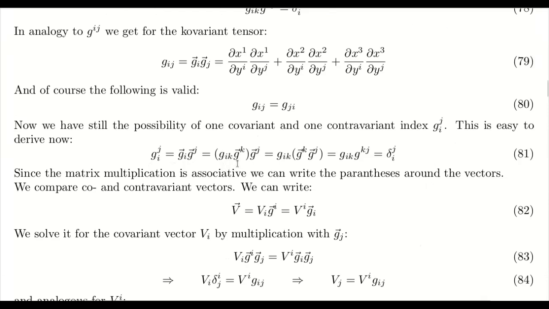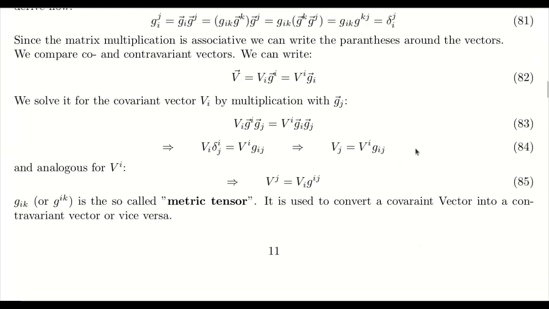And now the matrix multiplication is associative. That means I can write the parentheses in each position. It makes no difference in the result. So we write the parentheses now around the two G matrices here. And this again gives a G matrix. And here we see, that's again the Kronecker delta, the unit matrix. So that means the mixed tensor here is the unit matrix.